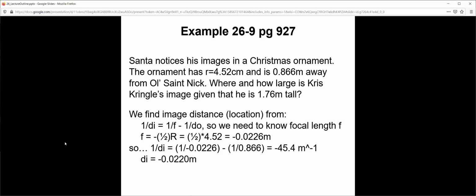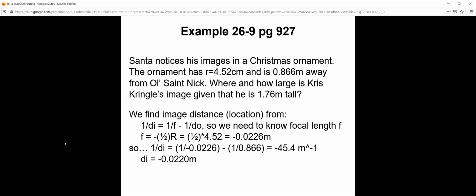So where is a distance calculation given by the equation we just showed before, 1 over di equals 1 over f minus 1 over do. But in order to solve that, because we know do, we're trying to solve di, we need to know the focal length. Well, again, as stated previous, focal length is the negative half of the radius. So plug that math in, we get a focal length of negative 0.0226 meters.